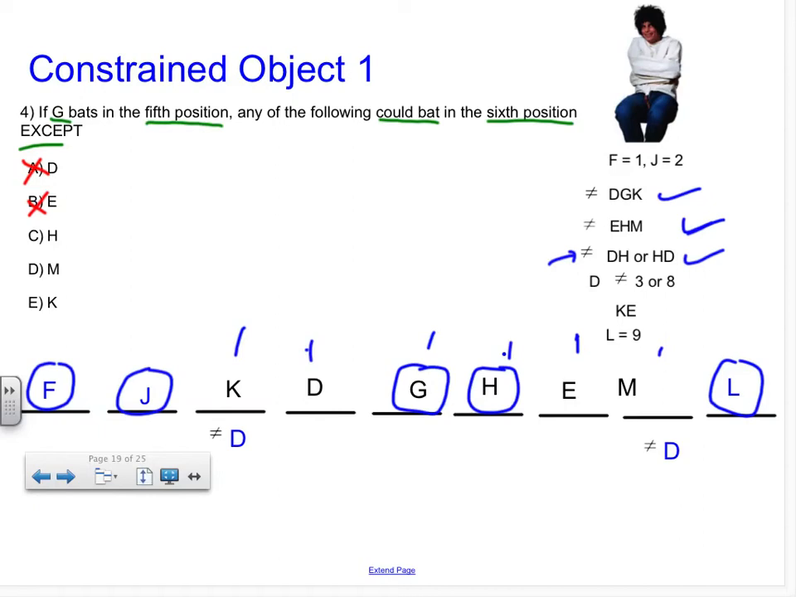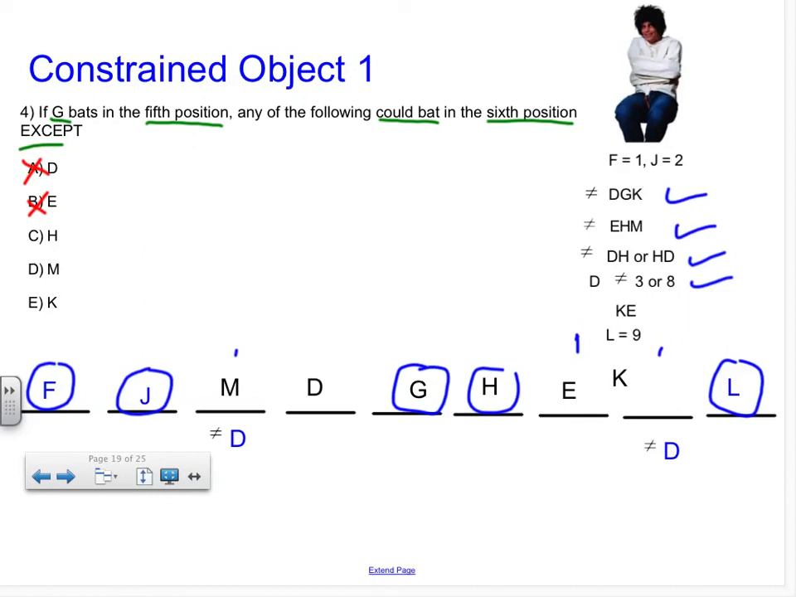There's really only one last thing we can try. We can try swapping the M and the K. This is our final shot. Let's see if this works. So, G, D, and K are separated. E, H, and M are separated. D and H are separated. D is not in 3rd or 8th position. Uh-oh, but the K is coming after the E.